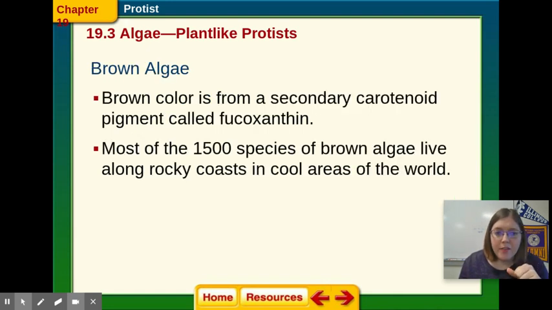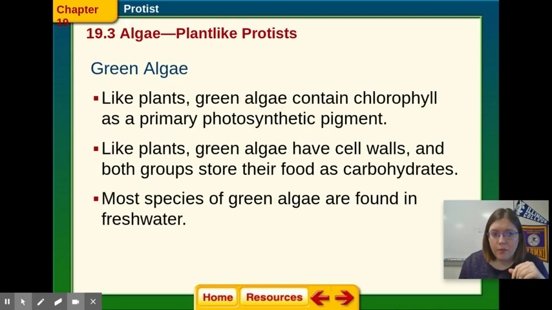We also have brown algae, of course, just like it says, brown color. It also has carotenoid pigment that is called fucoxanthin. Okay. And so that pigment, we don't have that around here, but most of the 1,500 species of that brown algae are along rocky coasts and, of course, cool areas of the world. Okay, so we do not live on the coast.